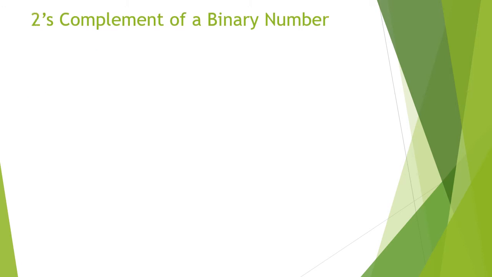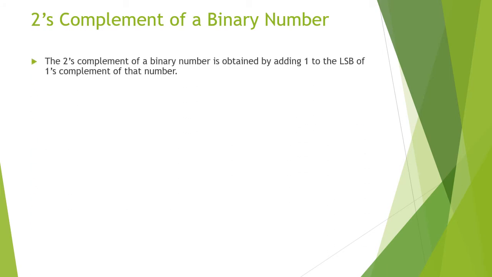Then let us see the twos complement of a binary number. Again, very simply we have to follow the procedure, that is we have to first find out the ones complement of the given number, and then we have to add 1 to the LSB of the ones complement of that number. LSB is nothing but the least significant bit. So this is the formula for twos complement: ones complement of the number plus 1.